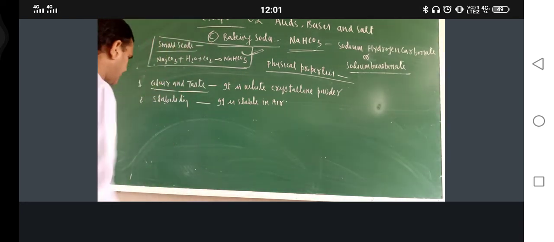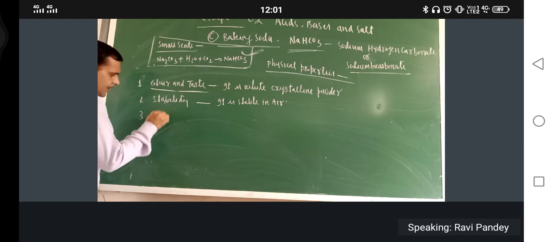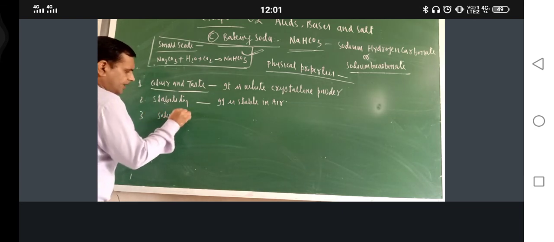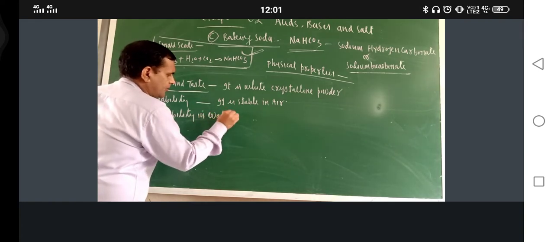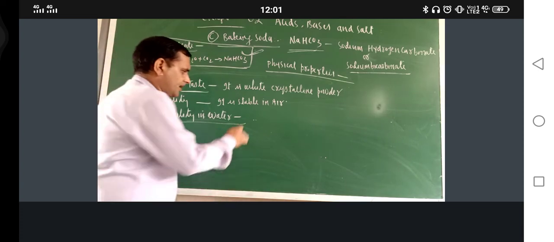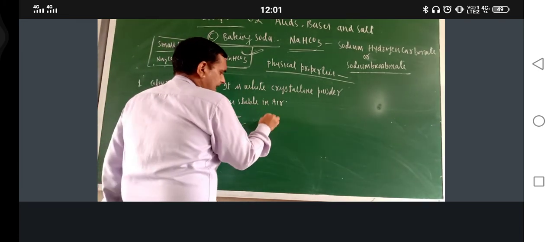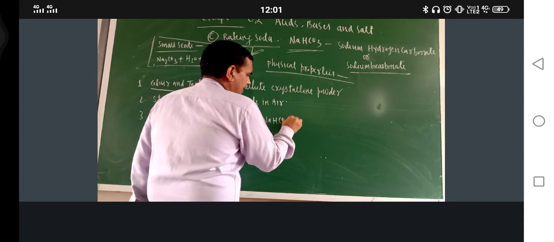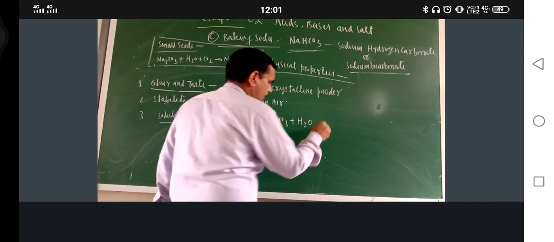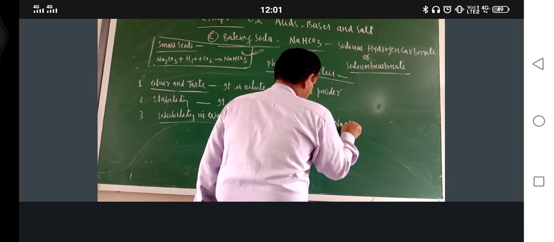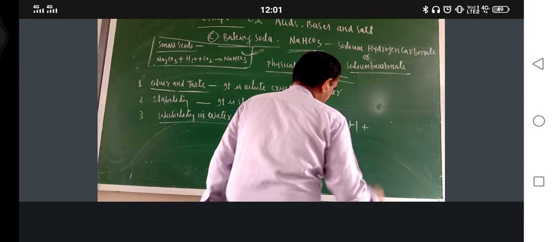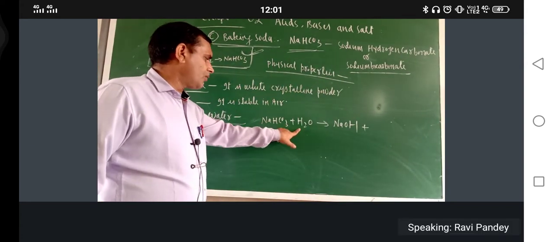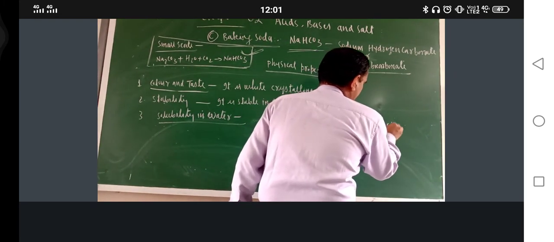Now solubility in water. The third one is solubility, most important. Solubility in water. Okay, just see. NaHCO3 reacts with water, H2O. So what does it form? It forms NaOH and it forms H2CO3, carbonic acid.